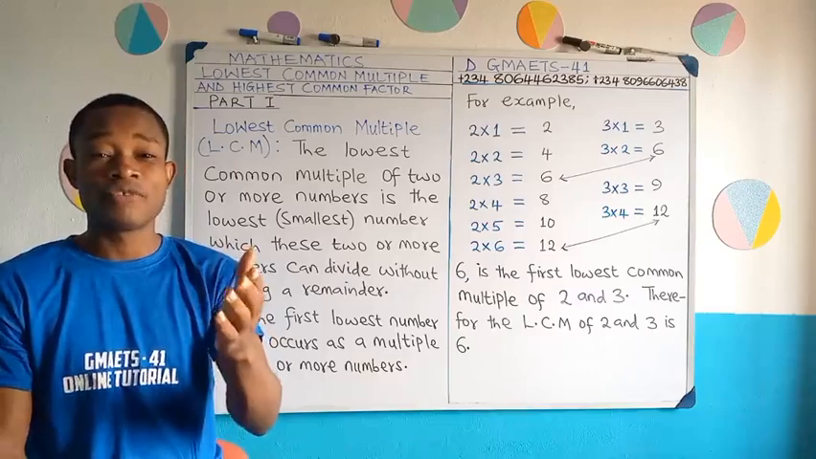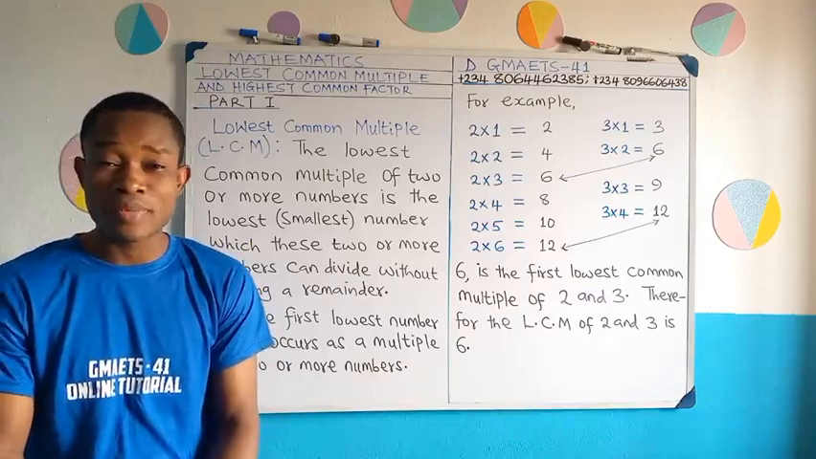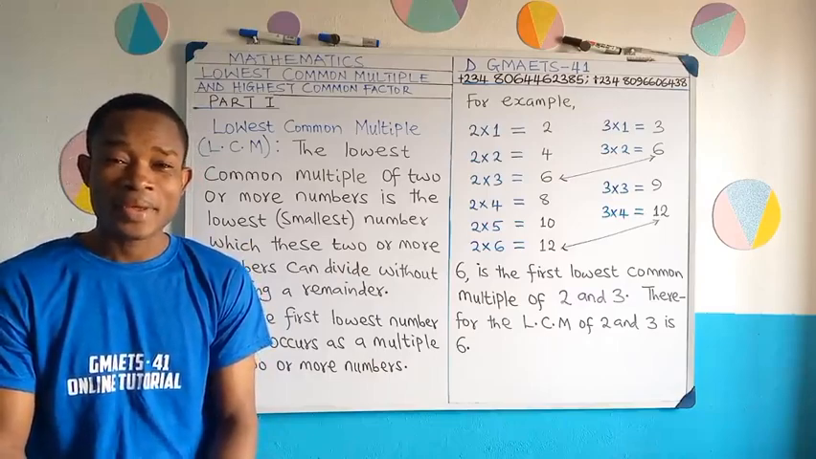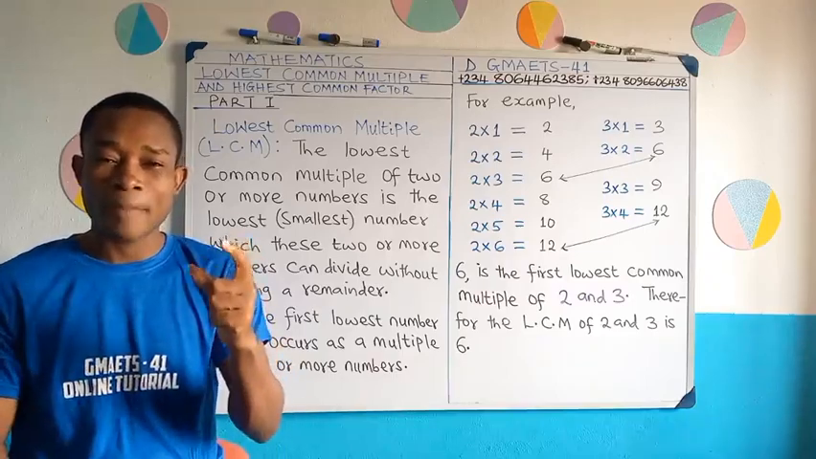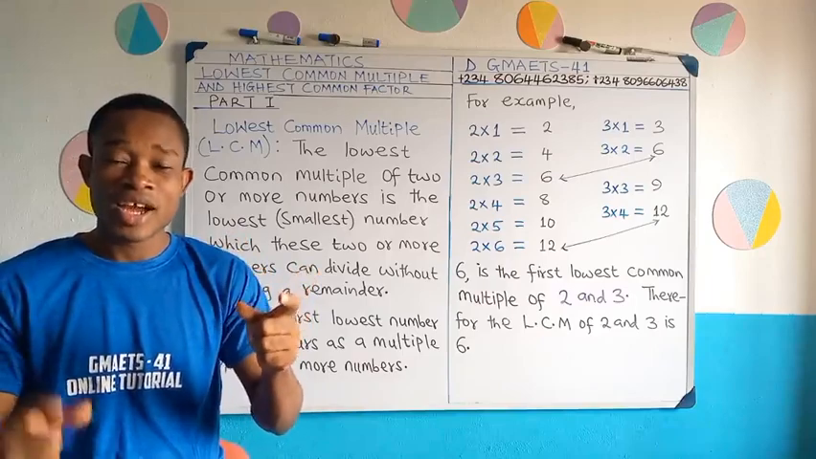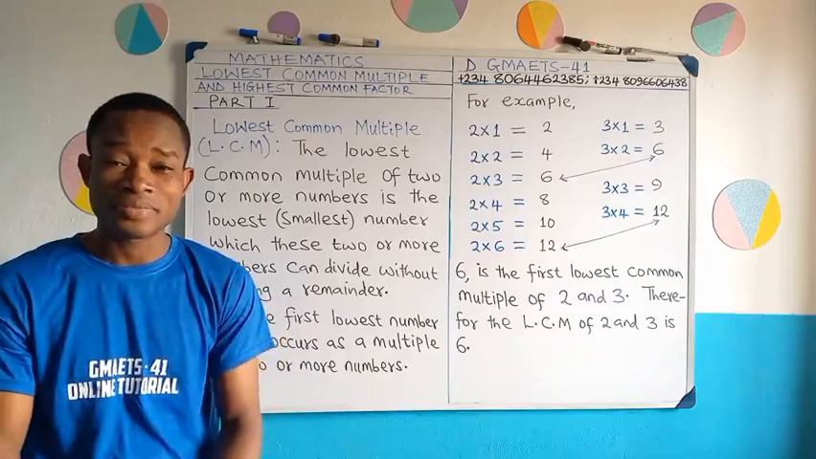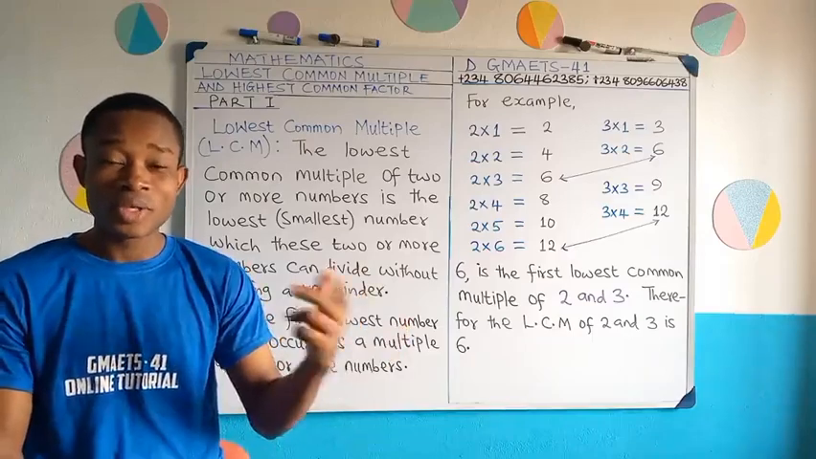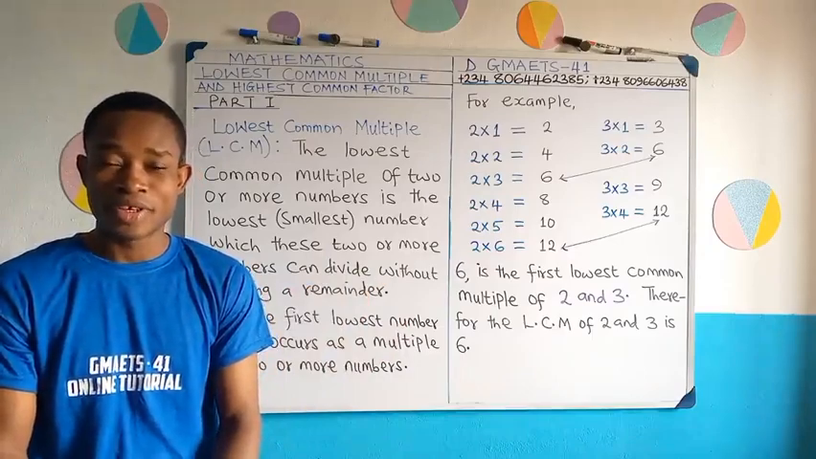For example, if I give you 2 and 3, and I ask you what's the LCM of 2 and 3, all you need to do is to find out the lowest number that 2 can divide, and 3 can also divide that number without any remainder. That number will become the LCM, the lowest common multiple of 2 and 3.